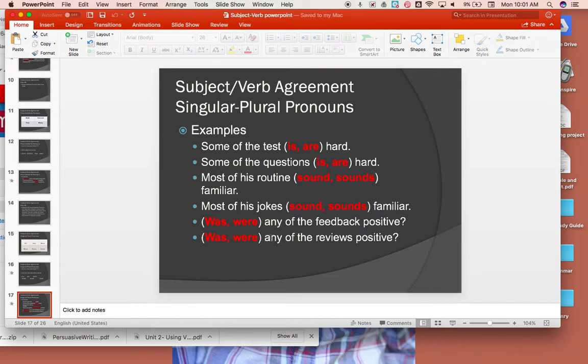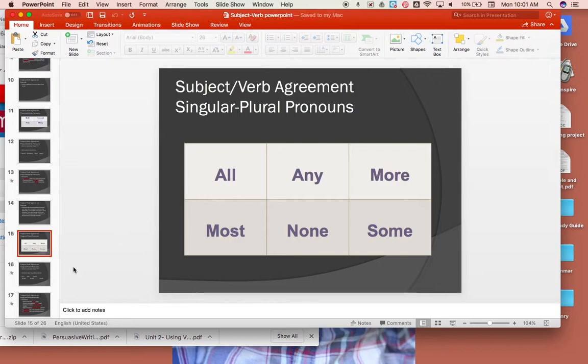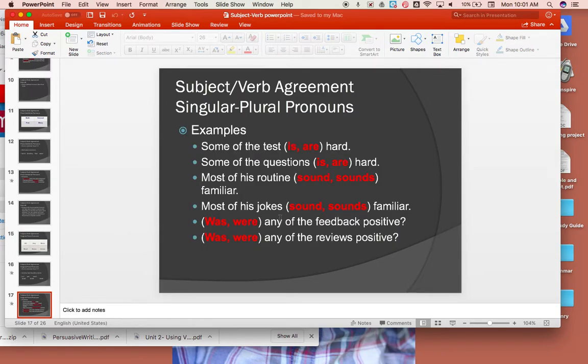Okay, look at these two. They're inverted. Of the feedback. That is a prepositional phrase. My subject is any. Let's look at our chart. Well, there's any. Any can be singular or plural. Since it can be singular or plural, I'm going to look at my object, which is feedback. That's singular. So I'm going to choose was because it's also singular. Okay, this sentence. Of the reviews is a prepositional phrase. Any can be singular or plural, so I'm going to look at the object, reviews. Reviews is plural, so I'm going to choose were because it's also plural.